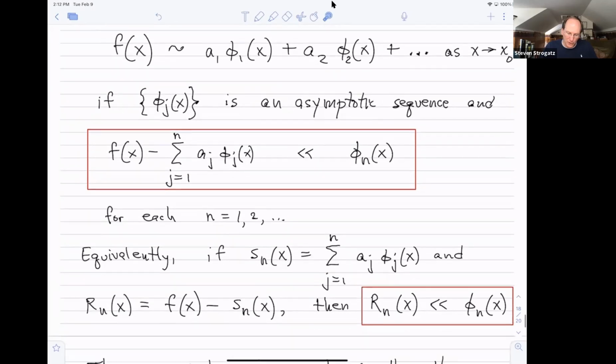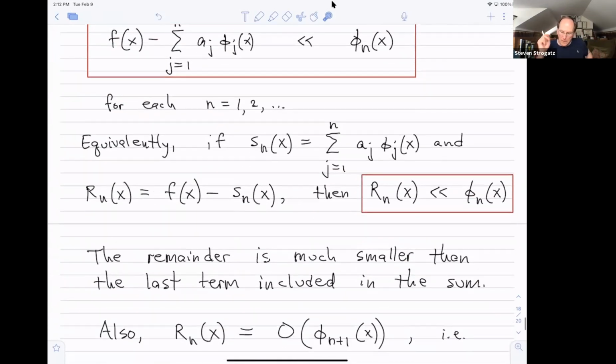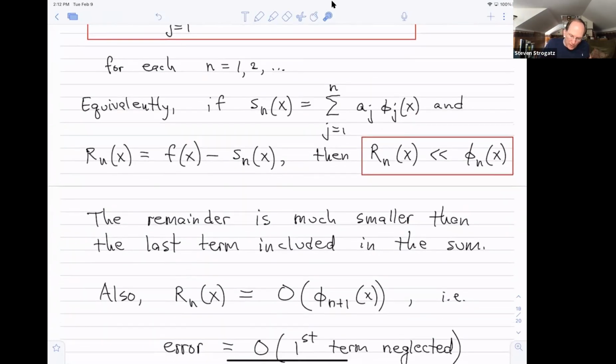Equivalently, in terms of this partial sum notation, what we're saying is that the remainder at the nth stage is much less than the nth term. That's what I've said in words there. Also, you can check that this will imply that the remainder is big O of the next term. The error is of the order big O of the first term that you didn't include, the first term neglected.